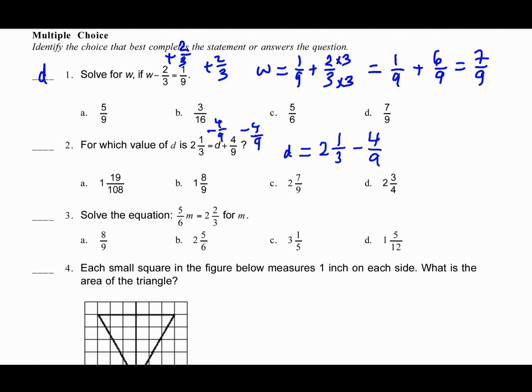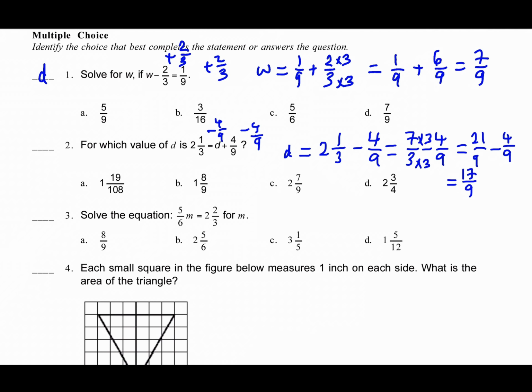2 and 1/3 can be written as improper fraction. 2 multiplied by 3 equals 6 plus 1 equals 7. So it would be 7 over 3 minus 4 over 9. We can convert 3 to be 9 by multiplying by 3. As we said before, we have to multiply both of numerator and denominator by the same number. So now it's 21 over 9 minus 4 over 9, which equals 17 over 9.